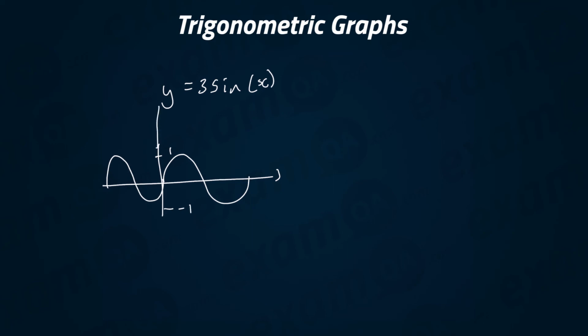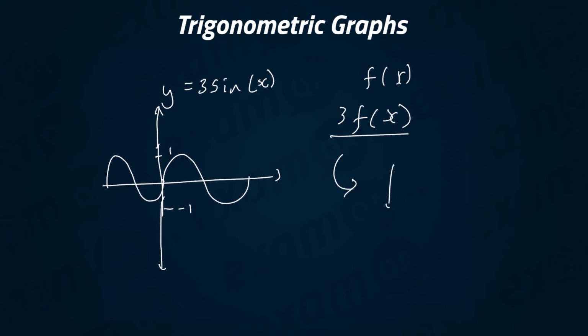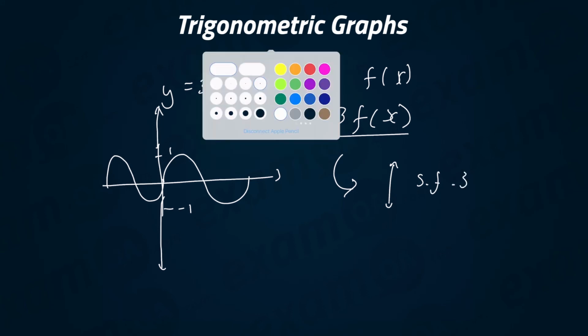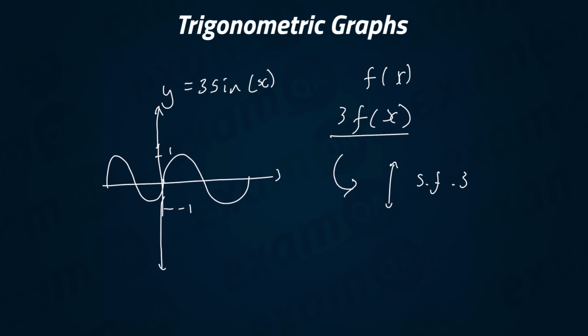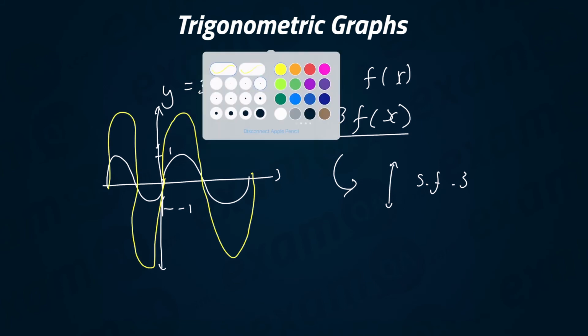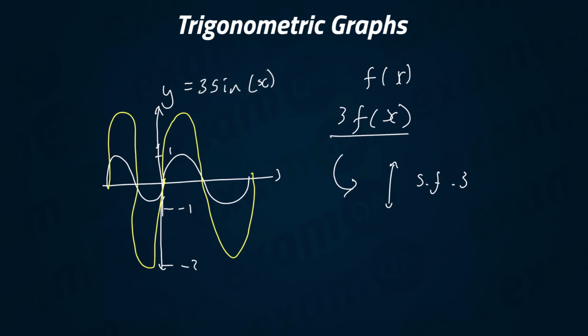Well, what does 3 sine x do? 3 sine x is the same thing as saying we had f of x, but now we've got 3f of x. What does that do? That stretches the graph in the y-axis by a scale factor of 3. So our new sine graph basically looks the same, but it's a bit more stretched in the y direction, and it goes at minus 3 and 3 instead. And that's really it.